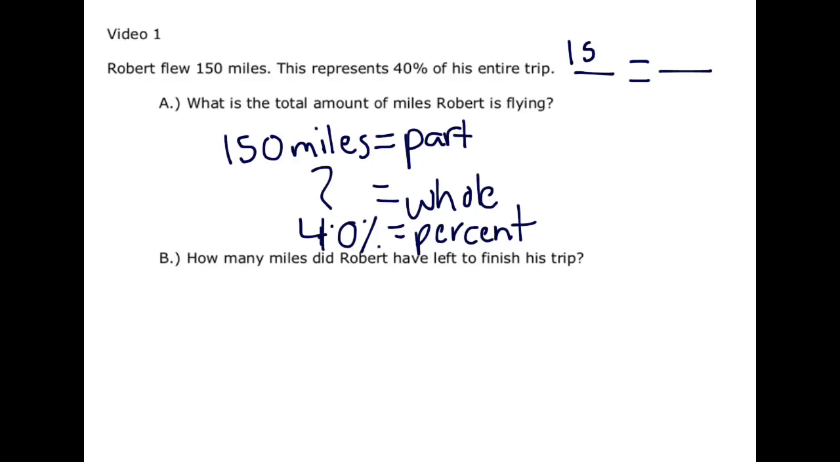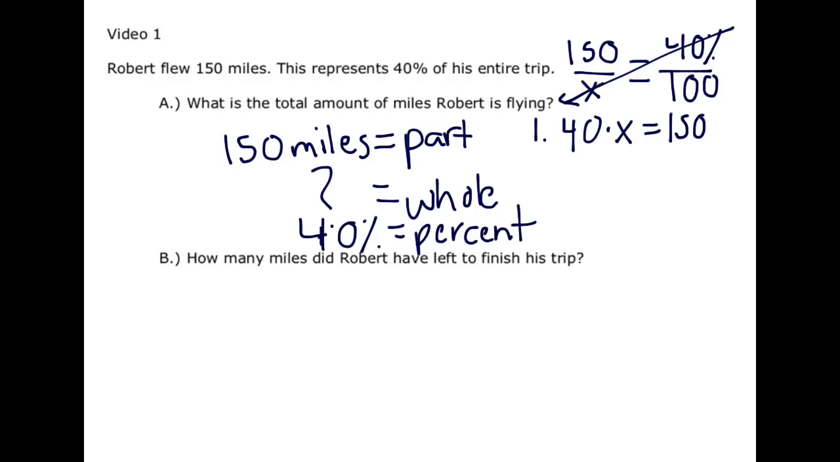150 miles is the part. I'm looking for the whole thing. 150 miles is 40% of the total trip, and the total trip would be 100%. So now I can cross multiply. 40 times x equals 150 times 100.